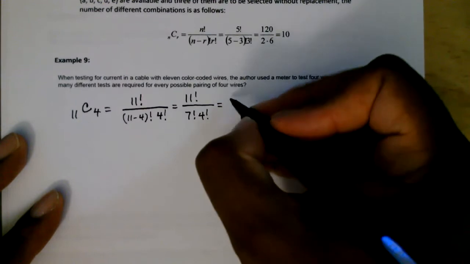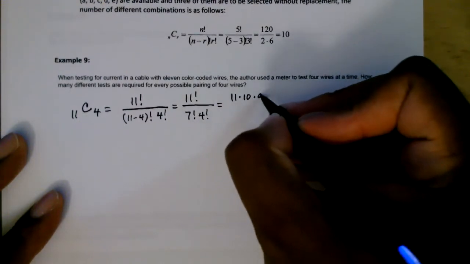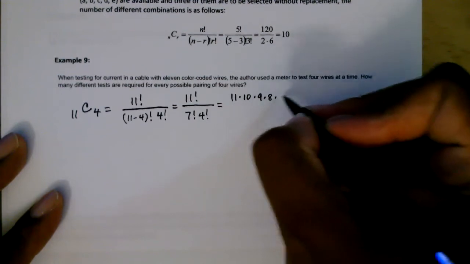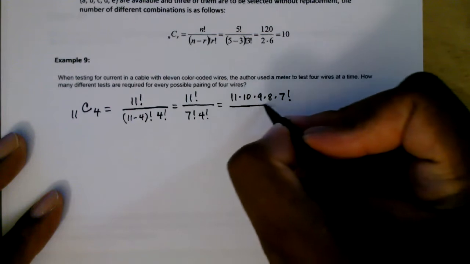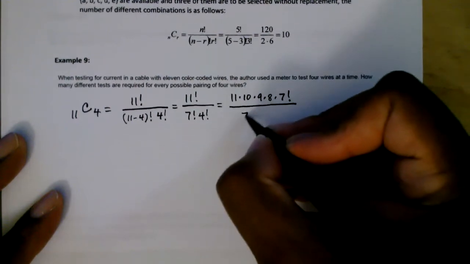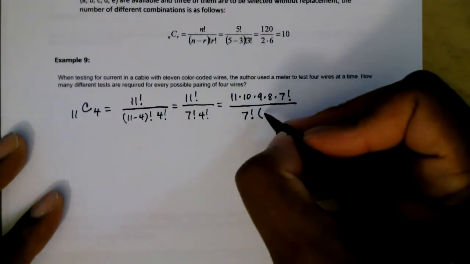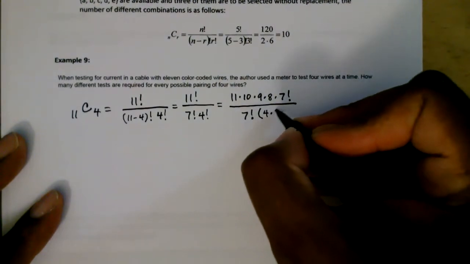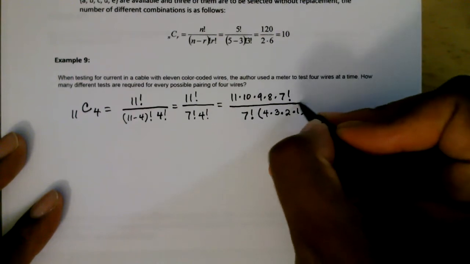Now, if I expanded this out, the 11 factorial will expand as 11 times 10 times 9 times 8 times, and I'll stop at 7 factorial because the denominator does have the 7 factorial there. Now that 4 factorial, I'll expand that as 4 times 3 times 2 times 1.